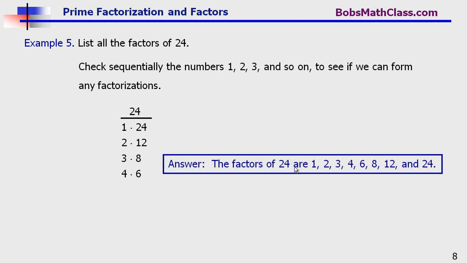So these are our answers. 1, 2, 3, 4. And just write them in commas. We're not writing the prime factorization, so there's not a multiplication symbol in between. Just a comma between each number. So 1, 2, 3, 4, 6, 8, 12, and 24.